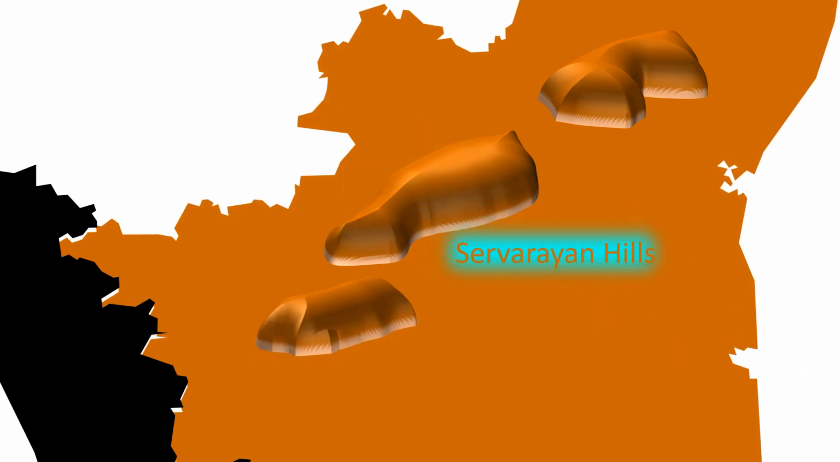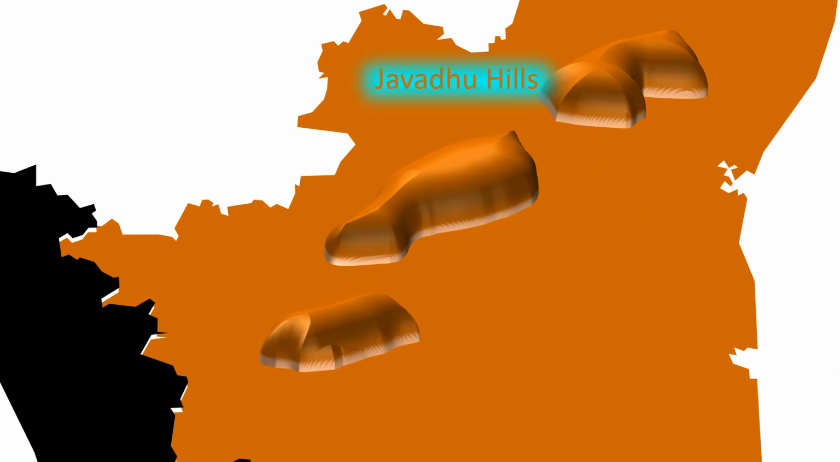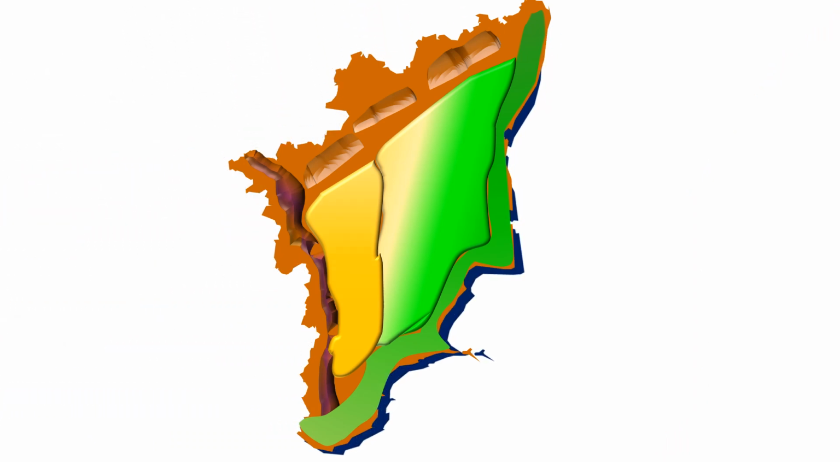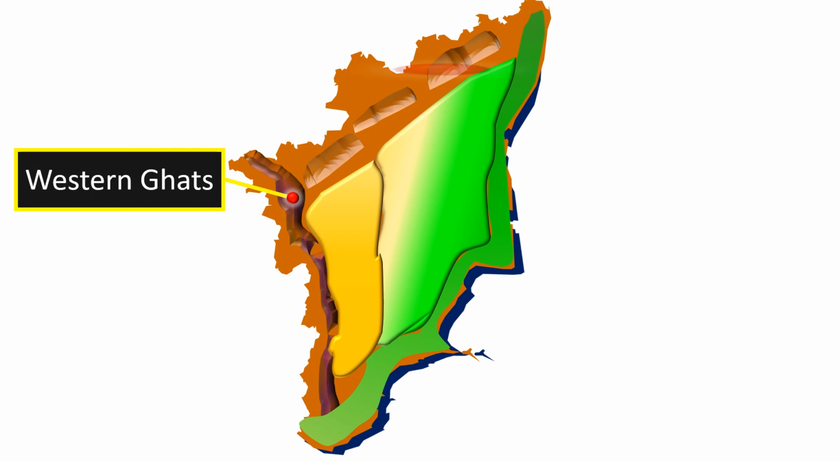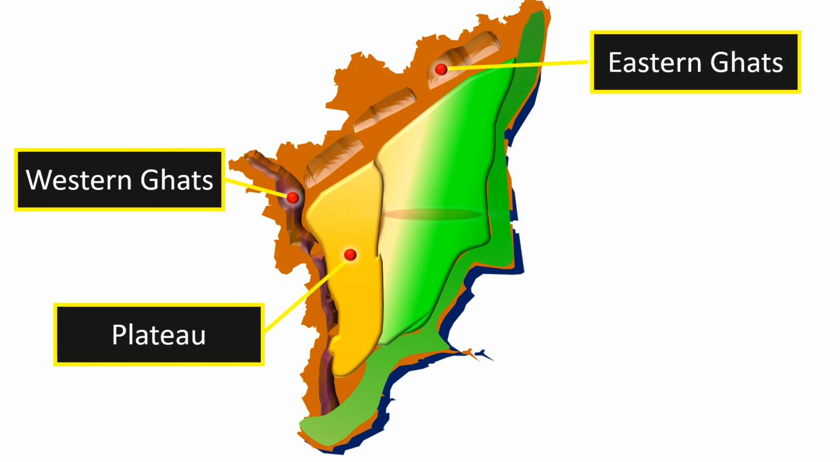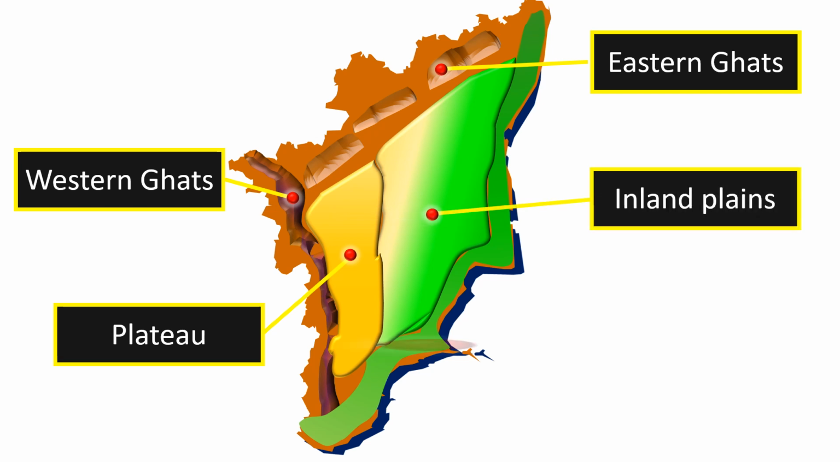In the northern part of Tamil Nadu, discontinuous mountain ranges can be noticed. They are collectively called the Eastern Ghats. The Servarayan Hills, Javadu Hills, and the Kalvarayan Hills. So, we will not only be able to identify the various landforms, but also in which part of Tamil Nadu they are predominantly found.